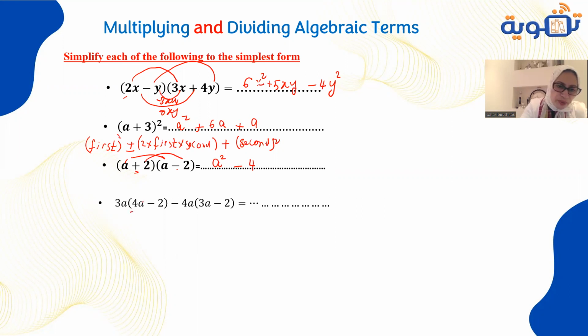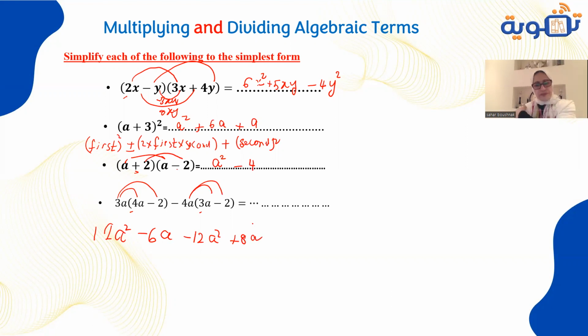Here I want to remove the bracket to simplify. So I'll multiply the term outside the bracket with the terms inside the bracket. It will give me 12a to the power 2 minus 6a minus 12a to the power 2 plus 8a. Now, these are like terms, the same, but they are additive inverses. And now I still have minus 6a plus 8a, it will give me 2a.